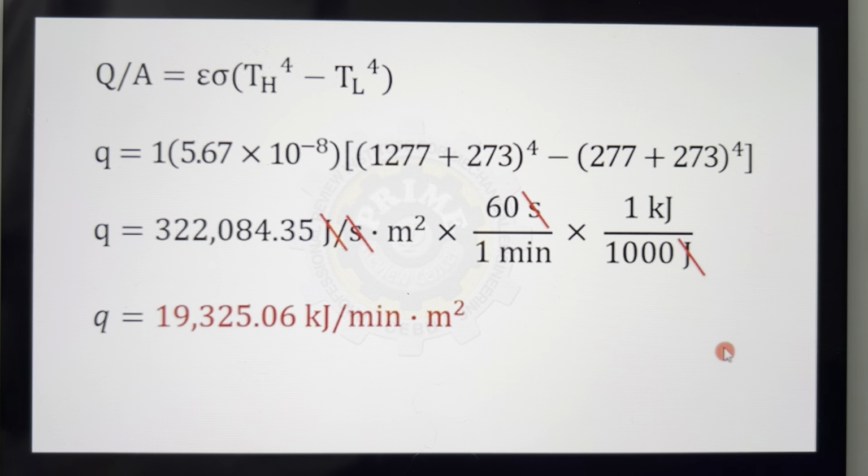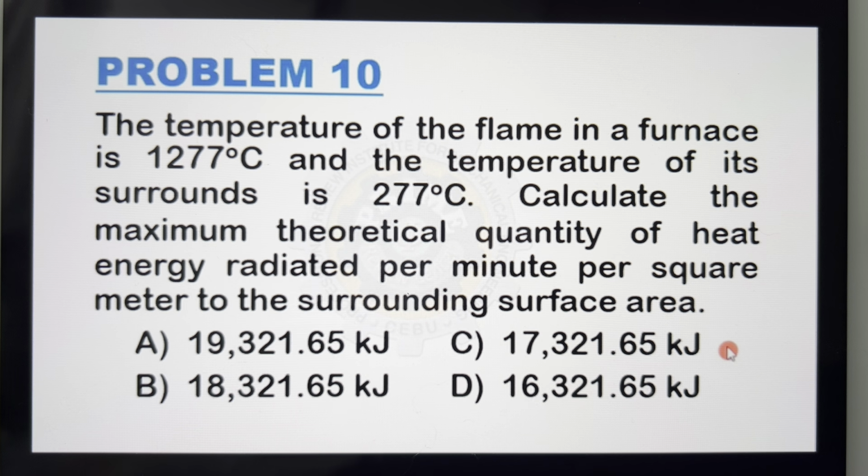Okay, so going back sa problem, your final answer should be letter A, 19,321.65 kilojoule per minute per square meter. So just choose yung pinakamalapit na final answer.